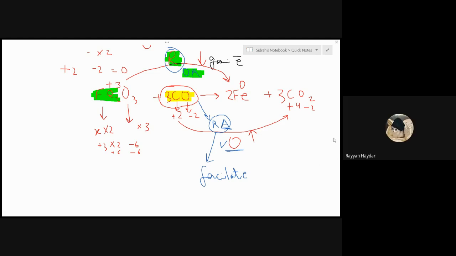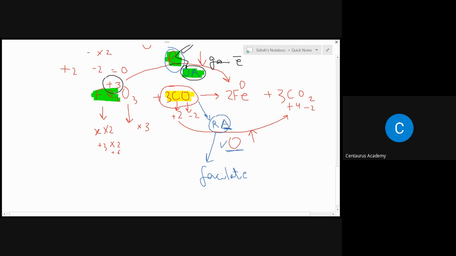3 electrons. Very good. Excellent, Rayan. So iron here has gained 3 electrons because the oxidation number has increased from +3 to 0. This means that it has undergone a reduction reaction, and those that only undergo reduction reactions are good oxidizing agents. This also means that the other counterpart is going to be the reducing agent.